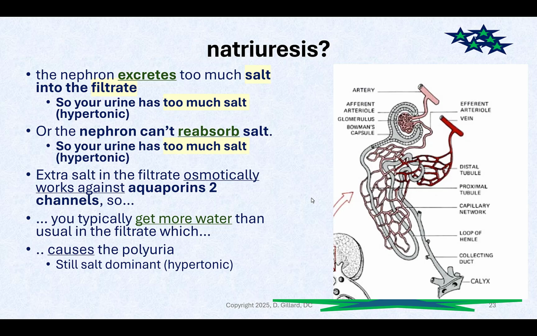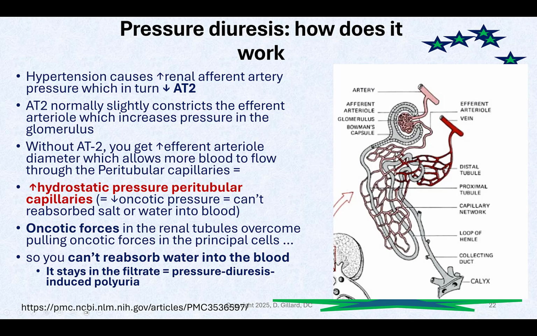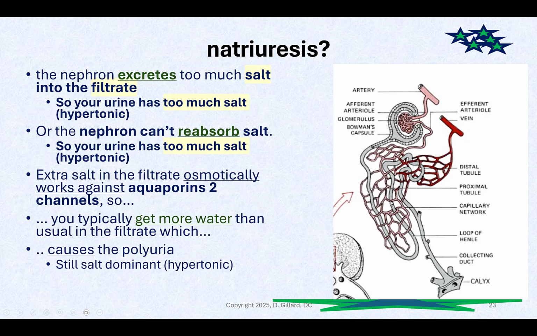Okay, so hypertension in these peritubular capillaries is the reason for this pressure diuresis. So that's one of the reasons, and we talked about the other reason too.